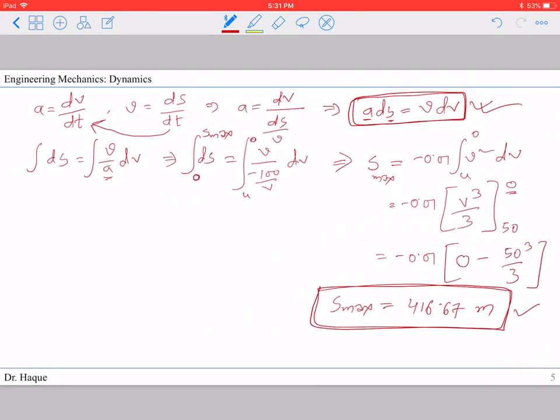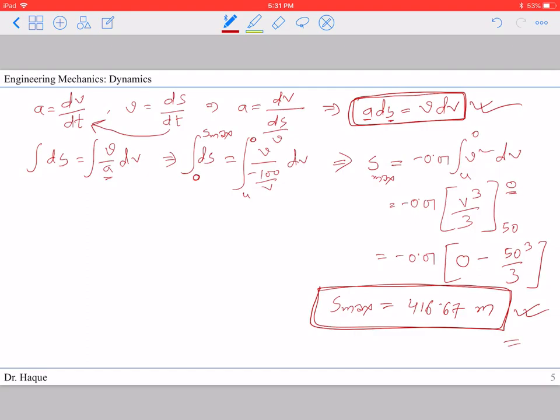So this is our second answer. We have answered both of these. We have found t and we have found s max. So this is how we solve this problem.